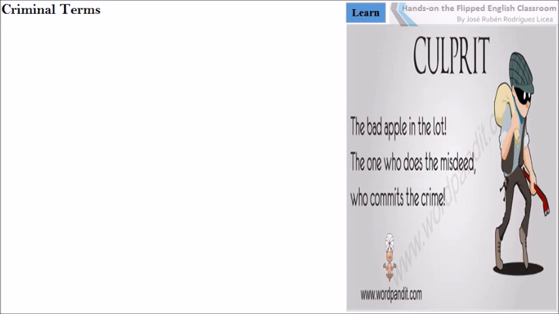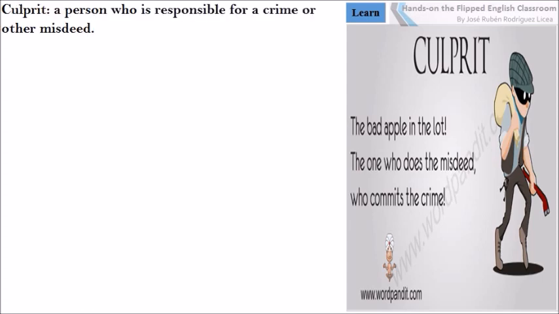Criminal terms. Culprit, a person who is responsible for a crime or other misdeed. Mugger, a person who attacks and robs another in a public place. Murderer, a person who kills another person.